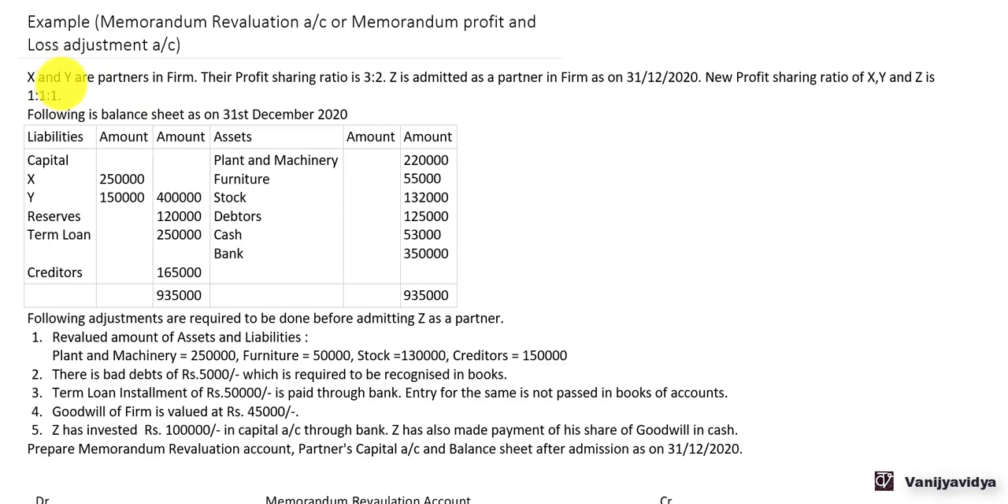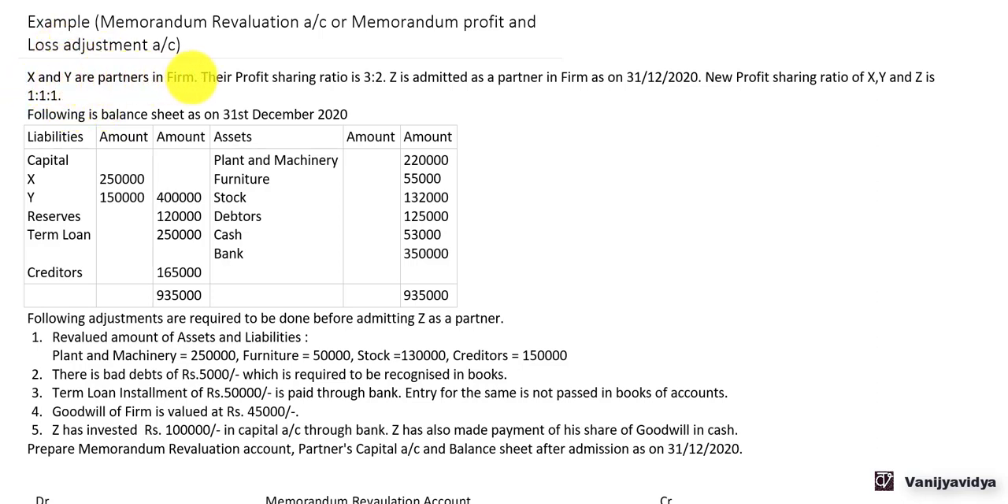Hello everyone. So in this session we will be seeing an example for admission of a partner using memorandum revaluation account. Memorandum revaluation account is a revaluation account prepared outside the books of accounts. Now let us just see the example first.